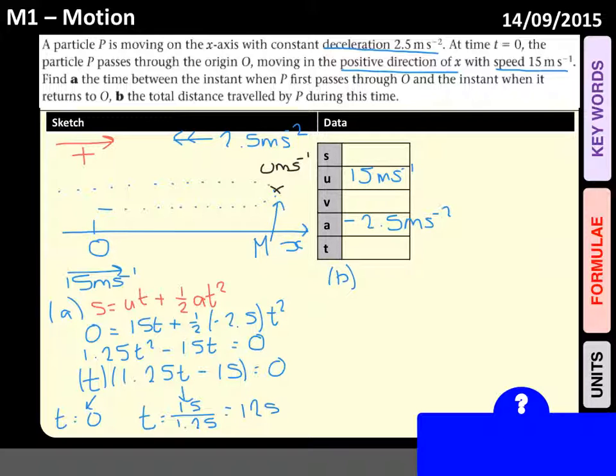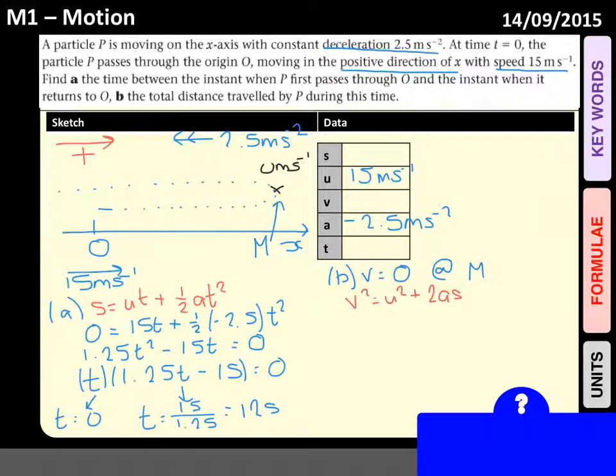So we might want to reconsider Suvat here. So this time, S is what we're trying to find out. We still know that the initial velocity is going to be 15, but this time we can say that v is equal to 0 for the halfway point. Okay, so v is equal to 0 at M. So now we've got 3 bits of data. We've got U, V and A, and we're going to find the displacement from O to M. So that's going to be S. So we're going to use v squared equals u squared plus 2as.